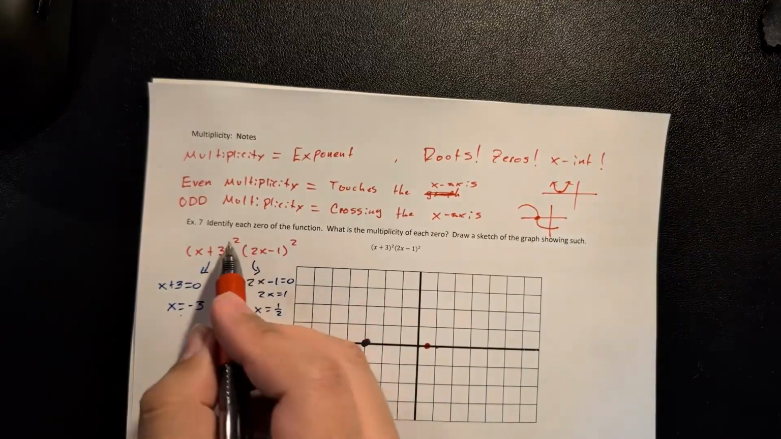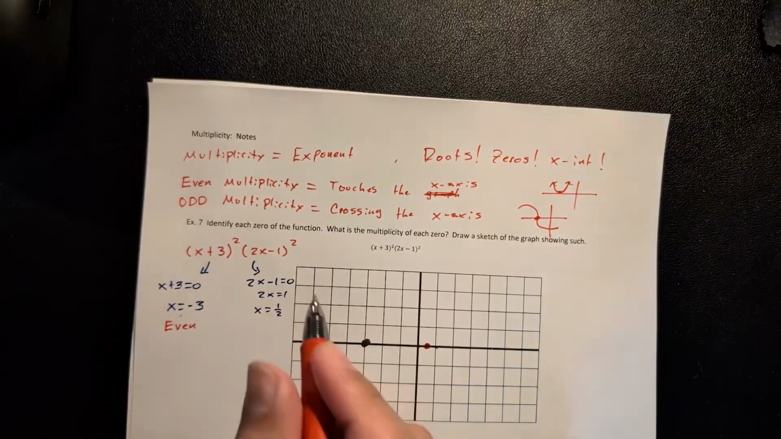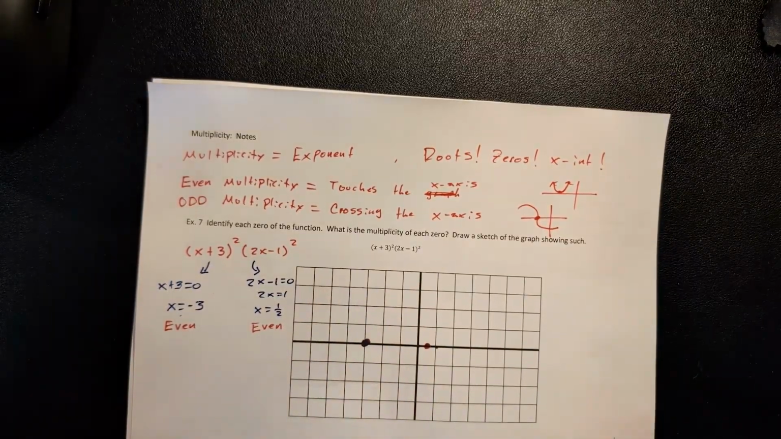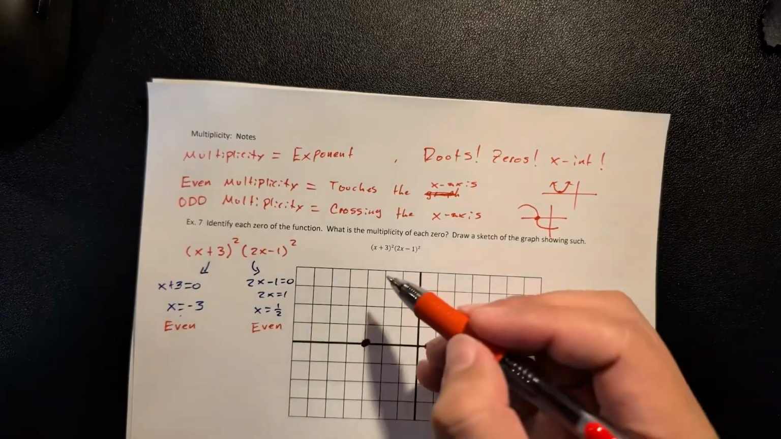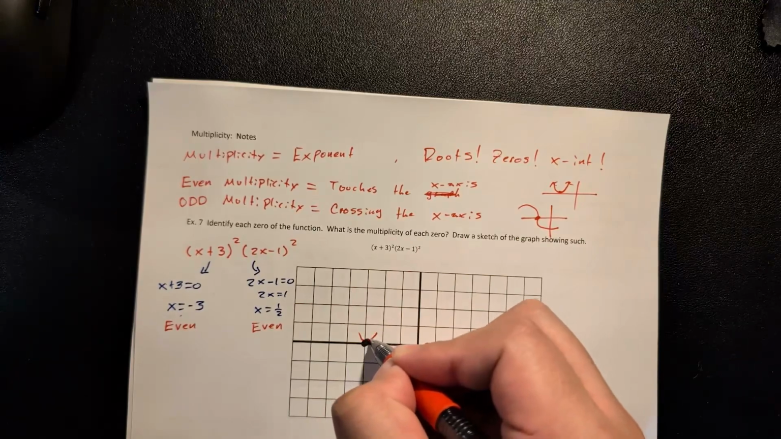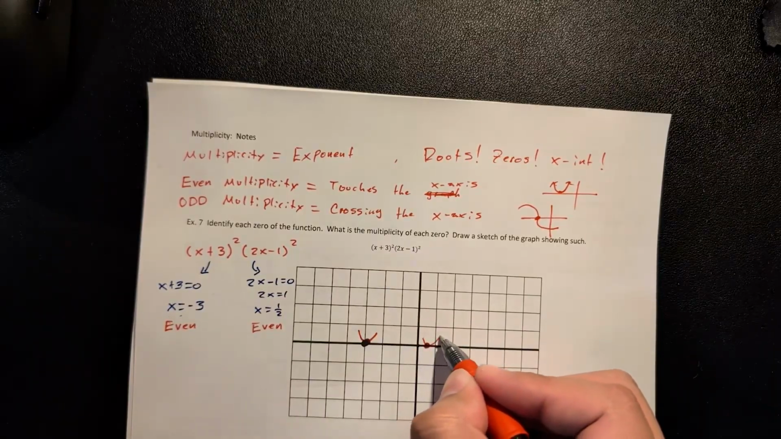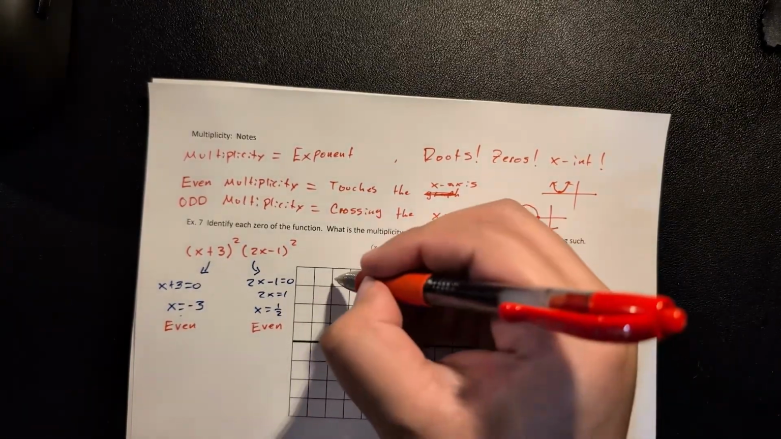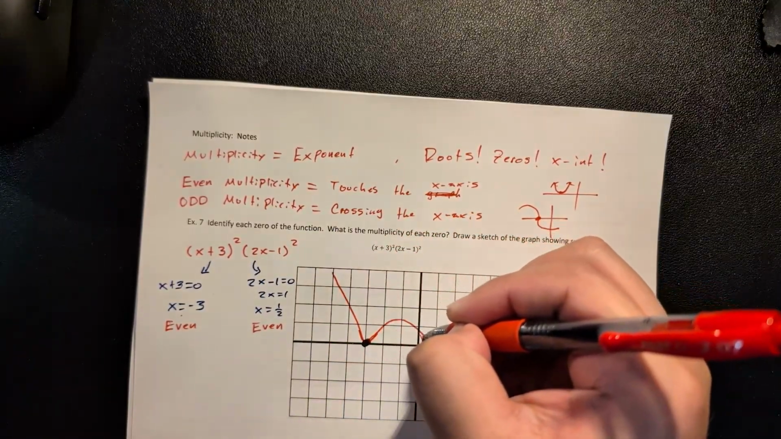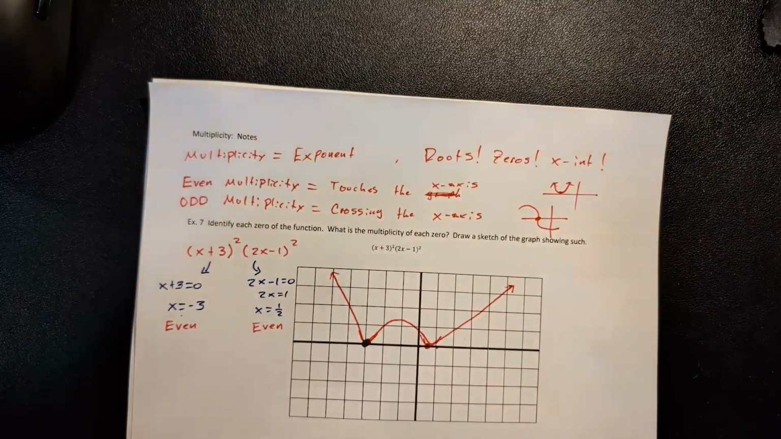So here what kind of multiplicity do we have? Here we have an even, and then here we also have an even. So here we're going to come down, and then it's going to do something like that, and then it's going to go back up, and then it's going to cross again. So we could do our graph something like this. It's going to look something like this.